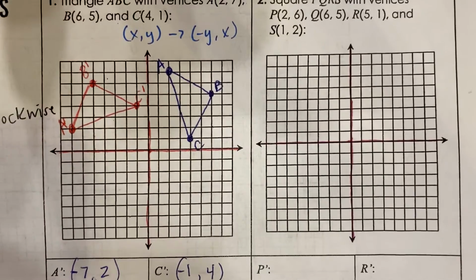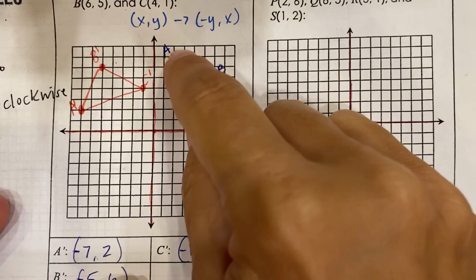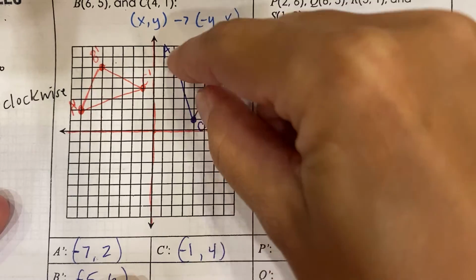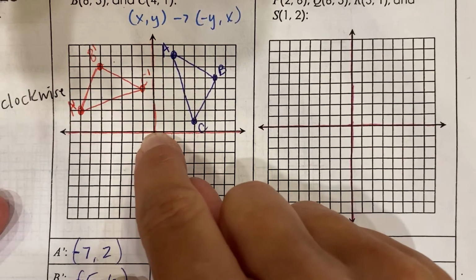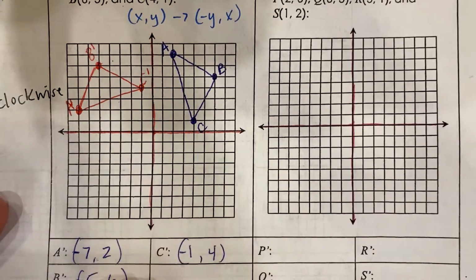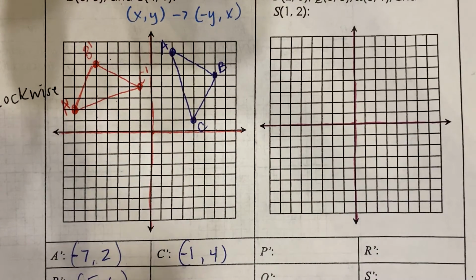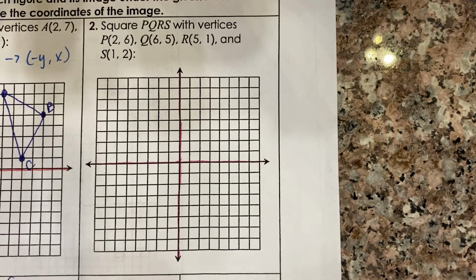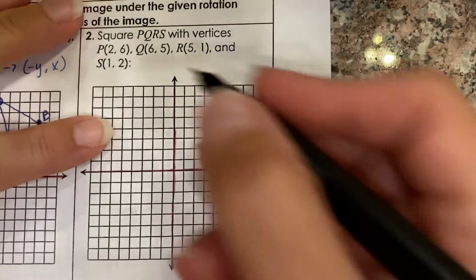Now, if you notice, it's a 90-degree rotation. So A rotates around to here. It's a rotation, so it is a turn around the origin. It looks different than a reflection, and it looks different than a translation. All right, so let's look at this next set of points. I'm not going to graph this. I'm just going to go over the function notation with you to make sure you understand.